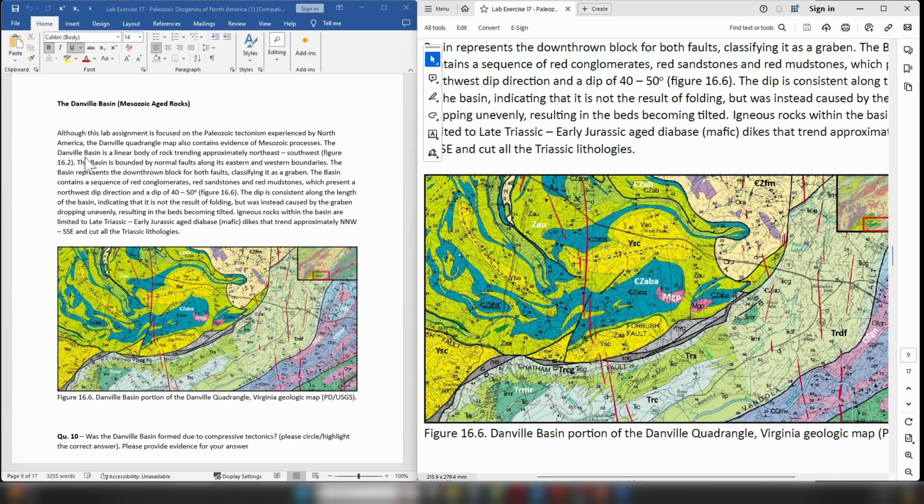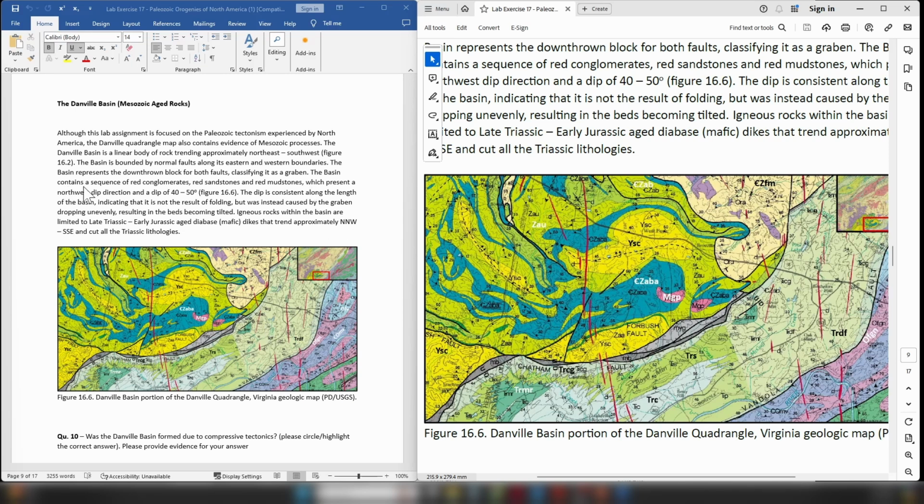So, as previously mentioned, the Danville Basin is a linear body. It's approximately orientated northeast-southwest, and it's got faults either side of the basin itself. These faults are both normal faults, and the Danville Basin itself represents the downthrown block, so the block of rock that's dropped down relative to the other fault blocks. And so this means that the Danville Basin is classified as a graben.